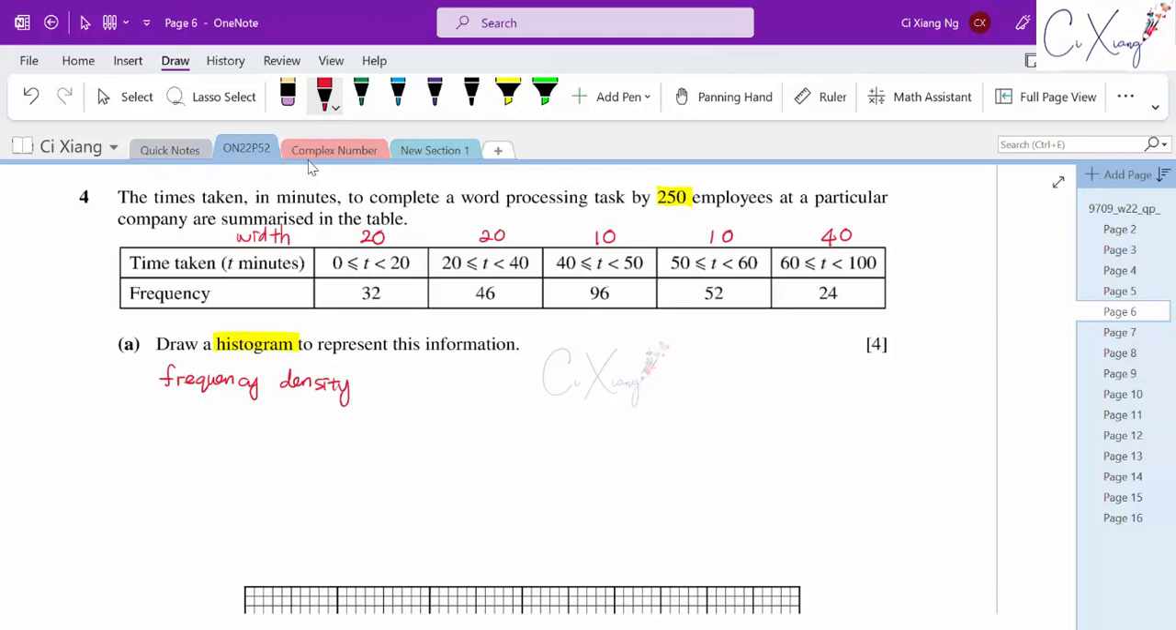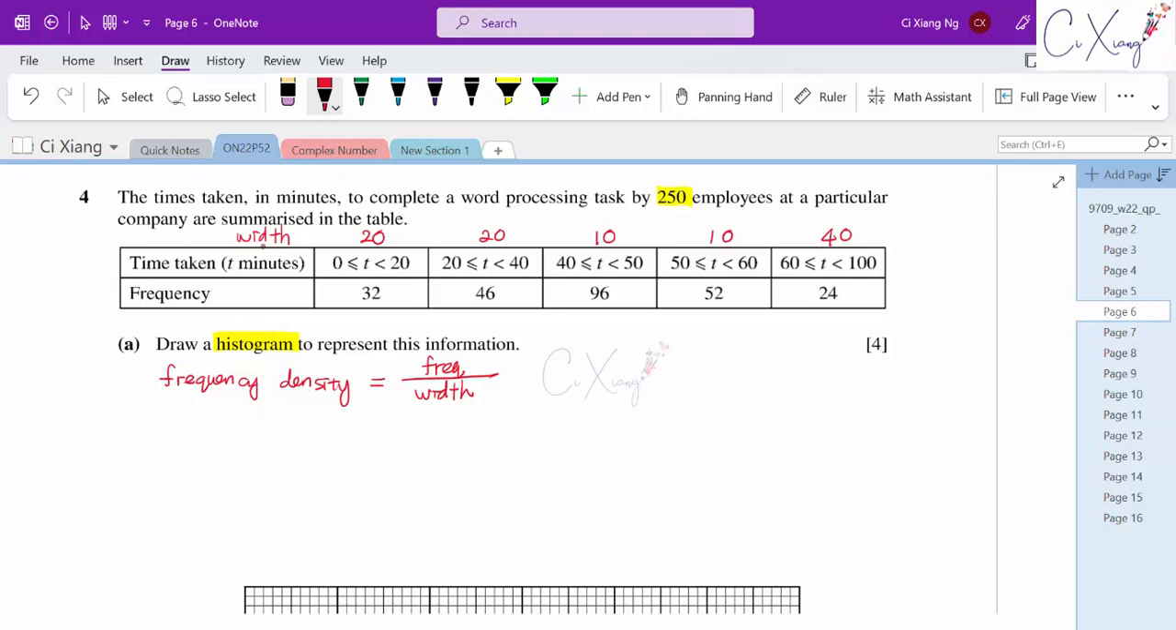In general, the formula for frequency density will be equal to frequency divided by the width. Since we know the width already, we need to calculate all the frequency densities for the classes here so that we can proceed with the histogram, right?